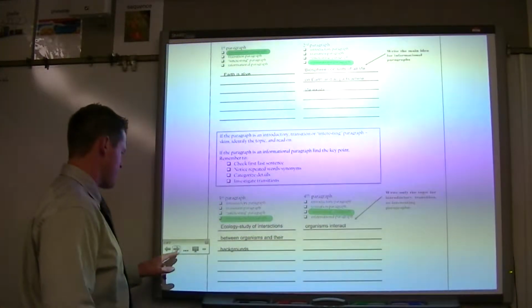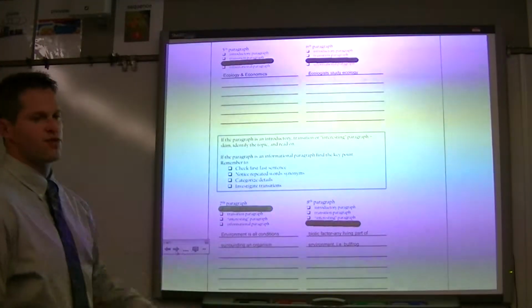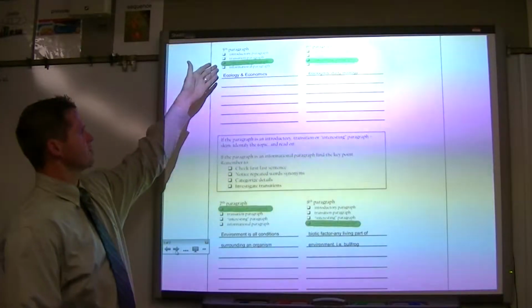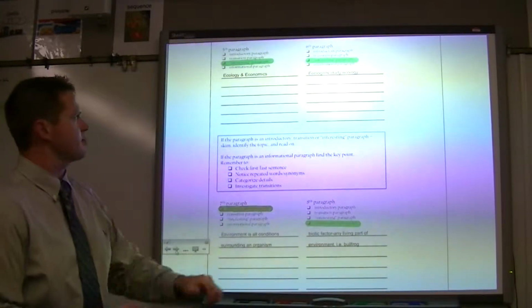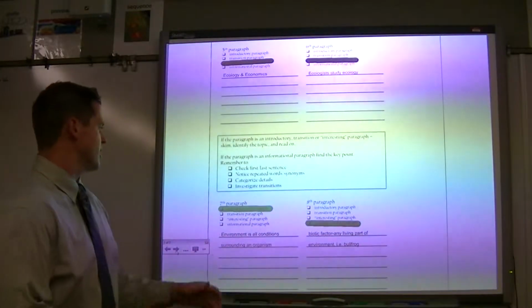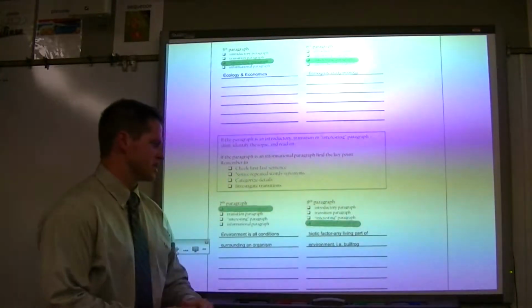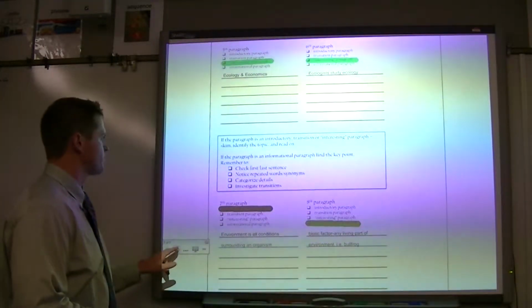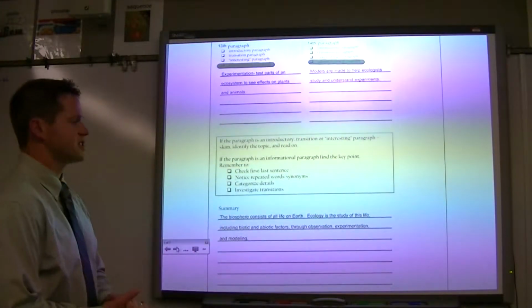Again, I've got the next 4 paragraphs on this page. Again, interesting, so I wrote the topic, interesting topic again, introductory topic, and informational. I wrote that main idea in there. This is the last one here.